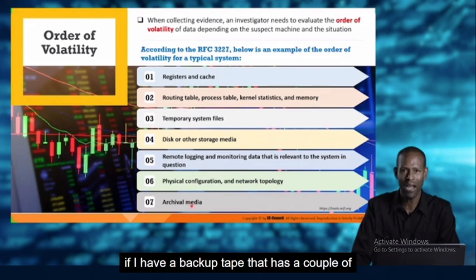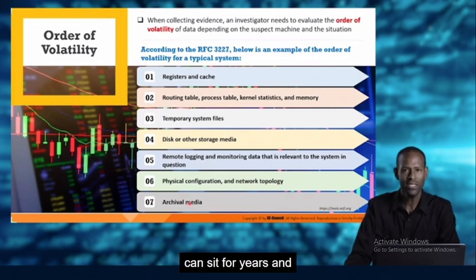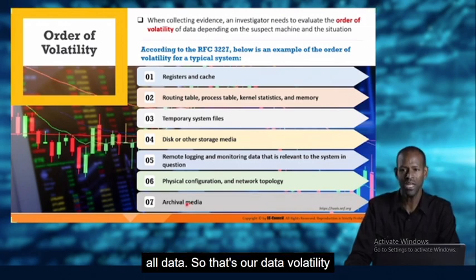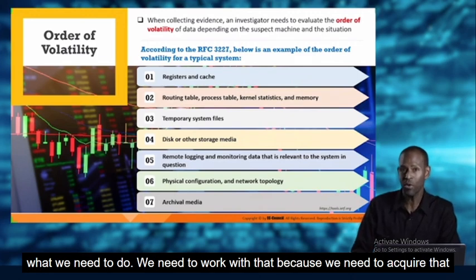So if I have a backup tape that has a couple of terabytes of data on it and it's in an archive somewhere off-site, that can sit for years. And so that's the least volatile of all data. So that's our data volatility hierarchy. But guess what we need to do? We need to work with that because we need to acquire that data.